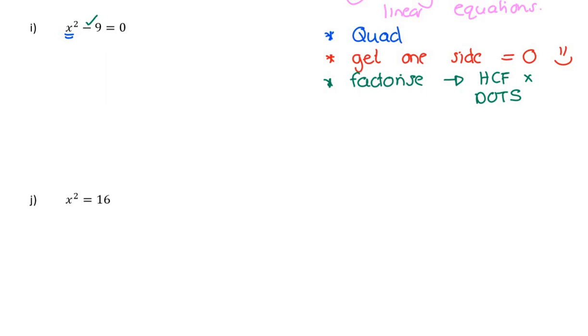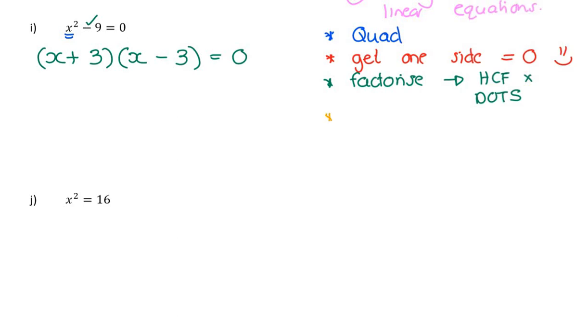So now we need to remember all our lovely factorizing knowledge. What does a difference of two squares say? It says the brackets are identical, except one's a plus, one's a minus. And we say to ourselves, what multiplies by itself to give you x squared? What multiplies by itself to give you 9? So x times x will be x squared, and 3 times 3 will give me 9. So get one side equal to 0, factorize.